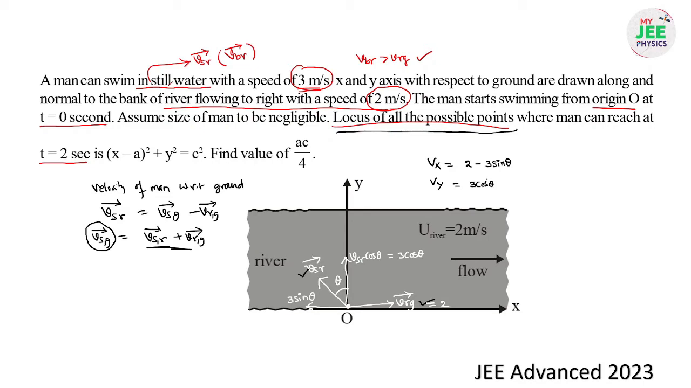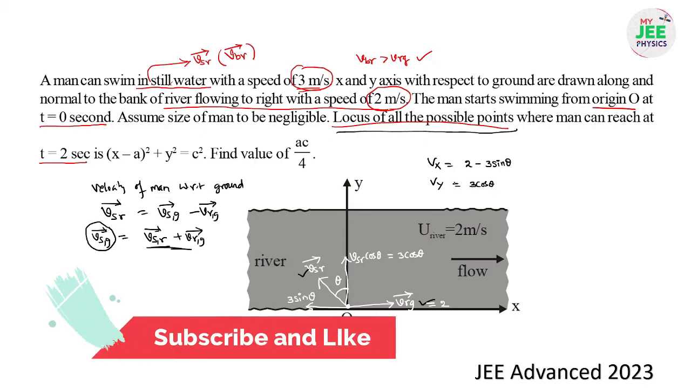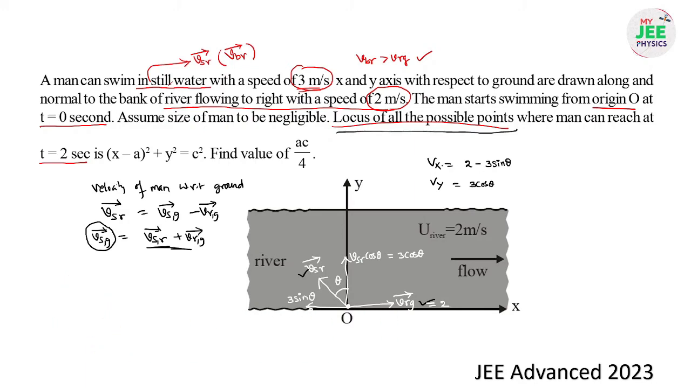I think in your classroom you have done the derivation, or you have used the formula for crossing the river, which is width of the river by Vy, which is 3 cos theta. Okay, because of this 3 cos theta velocity only, the swimmer or boat will be able to cross the river, and because of this Vx you'll find the drift. So I think you have done that in theory.